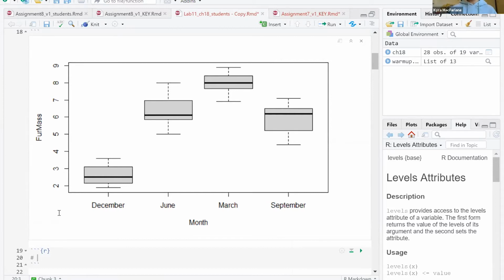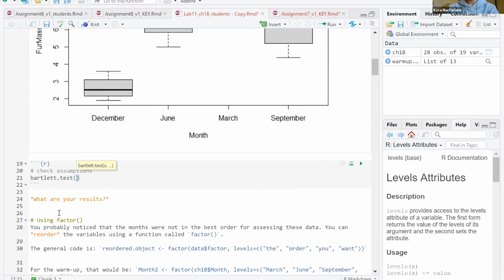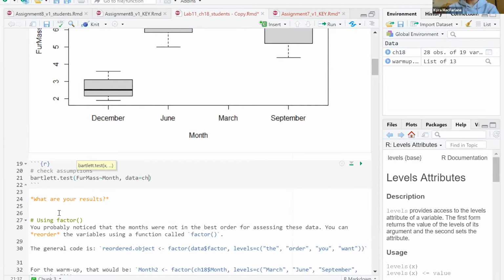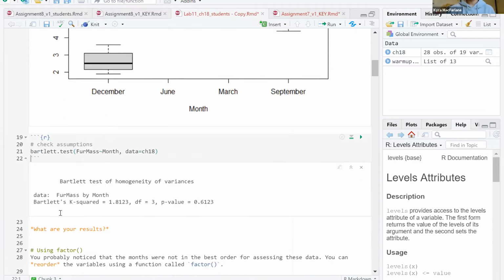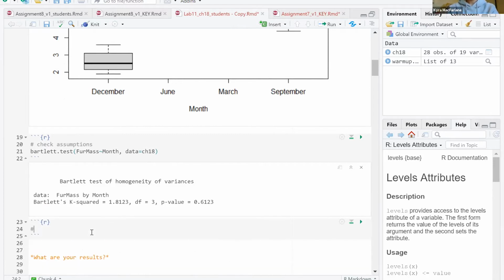So the next thing that we have to do before we do our actual ANOVA is check if our variances are equal. So check assumptions. And we do that with the Bartlett test. So again, fur mass by month, data equals chapter 18. And we see that our variances are equal because our p-value is greater than 0.05. So now we don't have to do any transformations. We can just do the ANOVA.